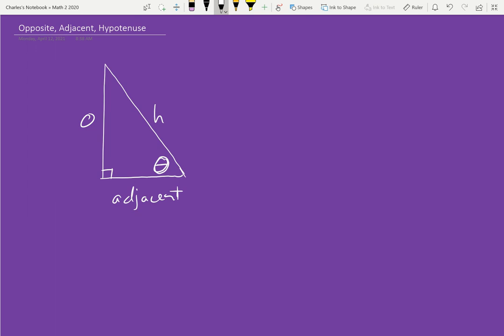Adjacent is a word that you hear. Adjacent means next to. You could say the house that's adjacent to mine, or the apartment that's adjacent to mine is the one that's next to it. So adjacent you could write as ADJ, or you could just write it as A.